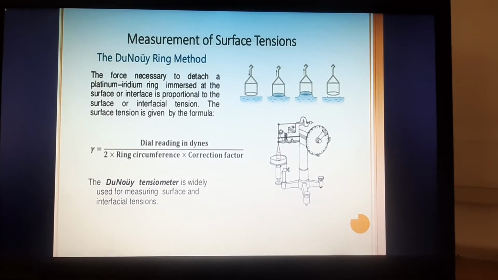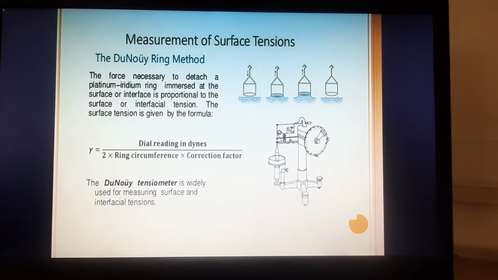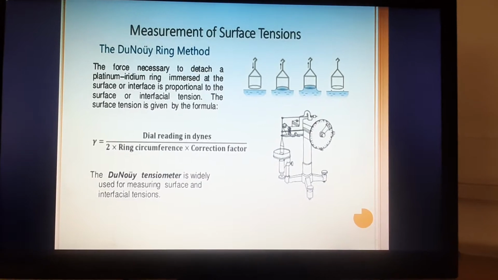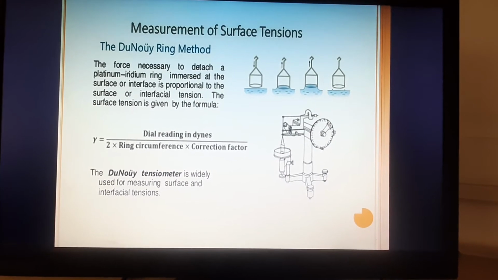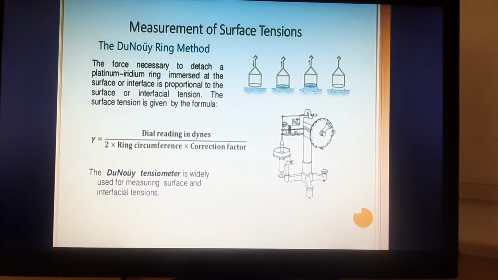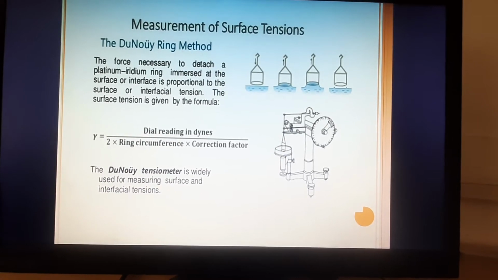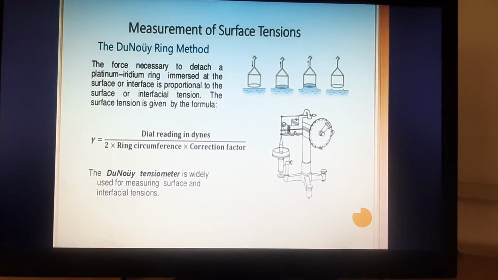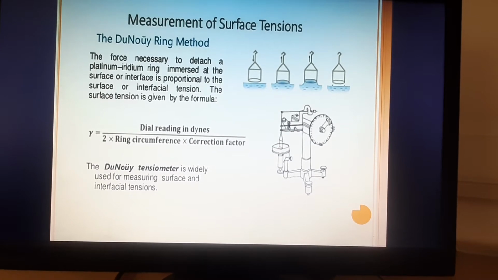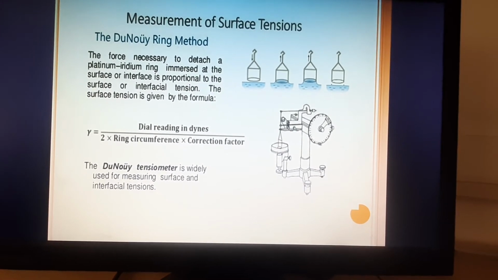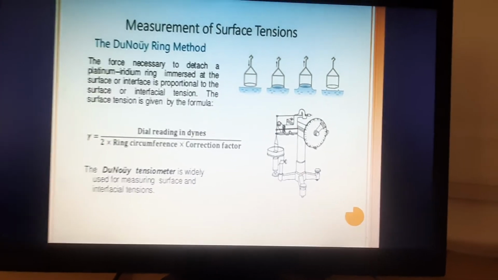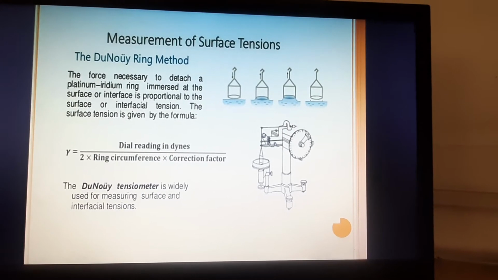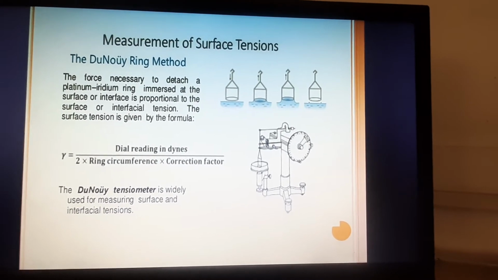Next method is the du Noüy ring method or ring detachment method. The force necessary to detach a platinum iridium ring which is immersed at the surface or interface is proportional to the surface or interfacial tension. Means here the force which is necessary to detach this platinum iridium ring immersed at the surface or interface is proportional to the surface or interfacial tension. By this method we can measure the surface and interfacial tension both.